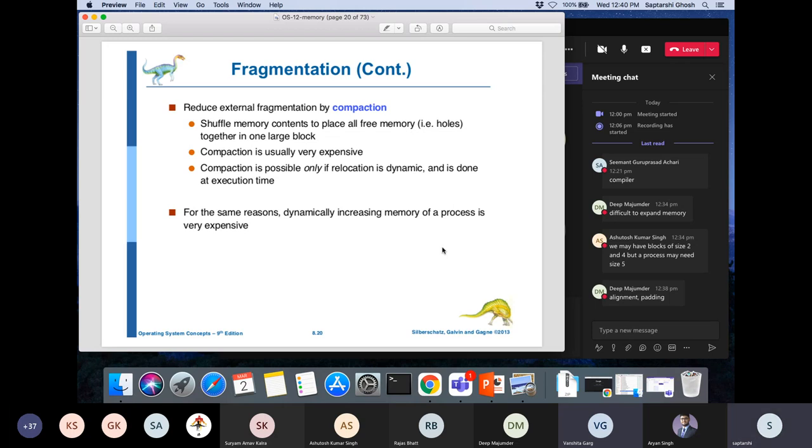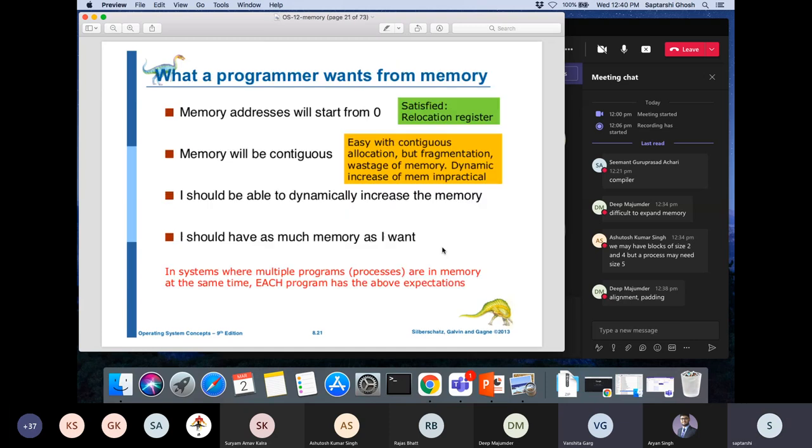For the same reason, dynamically increasing memory is also very expensive. This is what Deep pointed out. Sure, you might say, move one process a bit, and then you can allocate some extra space to the process which asked for it. It can be done theoretically, but in practice it is very difficult. So we understand this requirement, that memory will be contiguous.